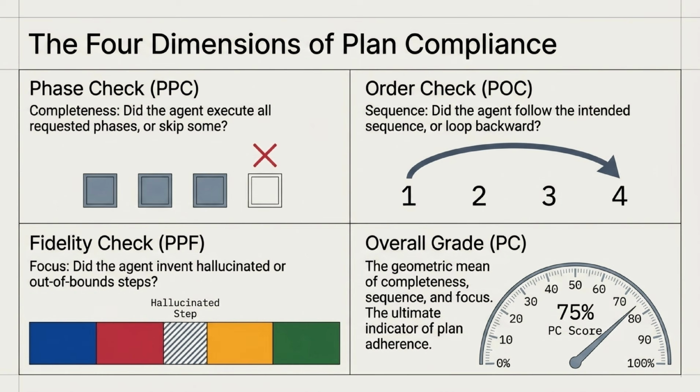With this translator in place, we evaluate the agents across 4 dimensions of plan compliance. First, the phase check: did they complete all the steps, or skip some? Second, the fidelity check: did they hallucinate or invent out-of-bounds steps? Third, the order check: did they actually follow the sequence we asked for? Combine these, and you get the overall plan compliance, or PC score, the ultimate indicator of whether the agent is actually listening to you.